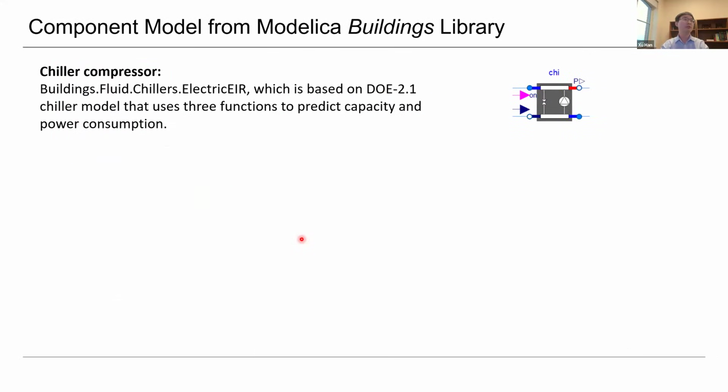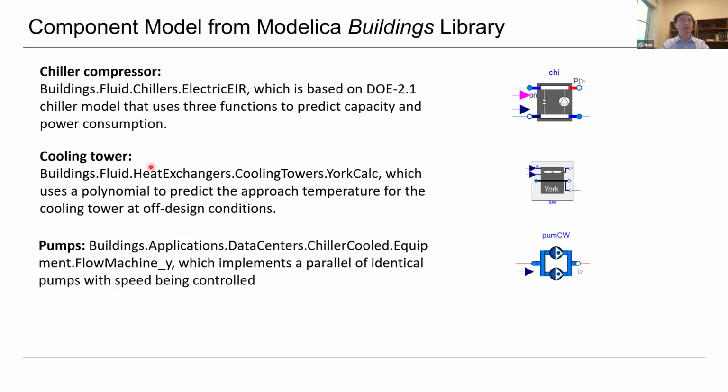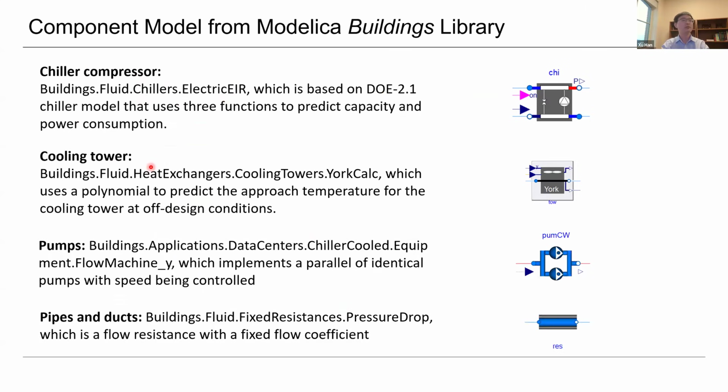So here are the component models we obtained directly from the Modelica Buildings library. For example, the chiller compressor model. This is a part of the model from the Buildings library, and the cooling tower model, and the pumps model, and pipes and ducts models. Okay, we can directly have them. So actually, you can say this is the beauty of Modelica. You can take advantage of a lot of open source resources instead of building everything from scratch. So we can directly grab them. Okay, we can use them.